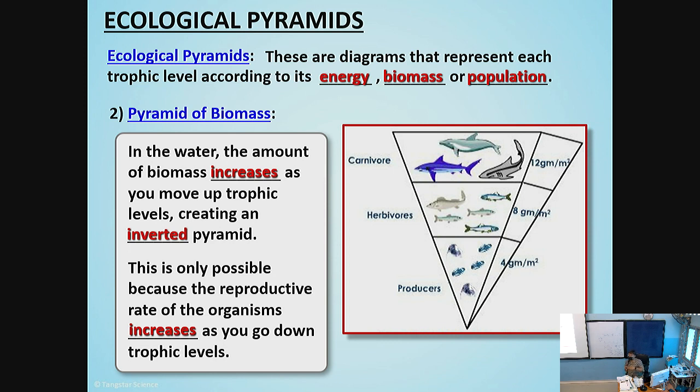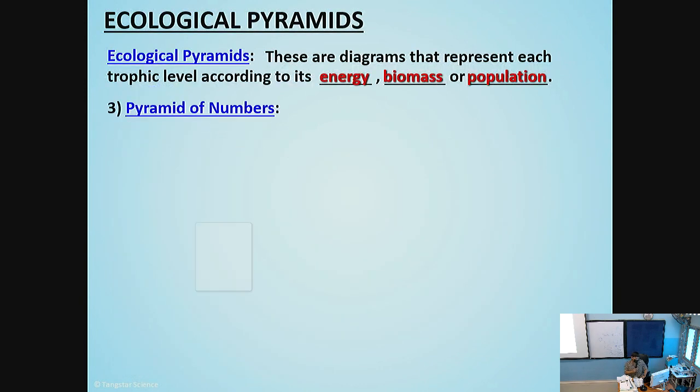In pyramid of biomass, land, water. If this is the land, bigger to smaller. But if we have in the aquatic ecosystem, like this one inverted, smaller become bigger. That's in aquatic ecosystem.